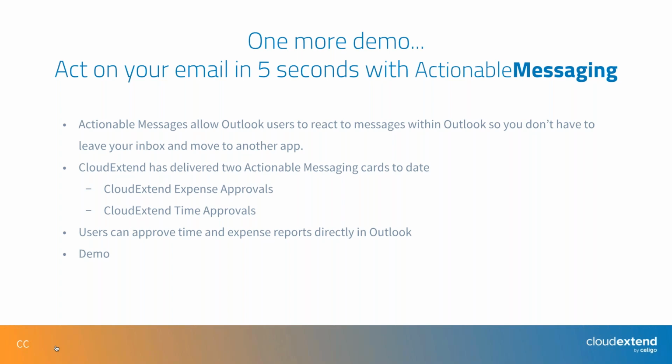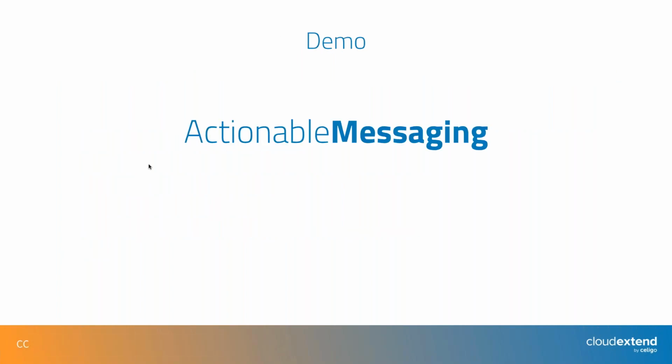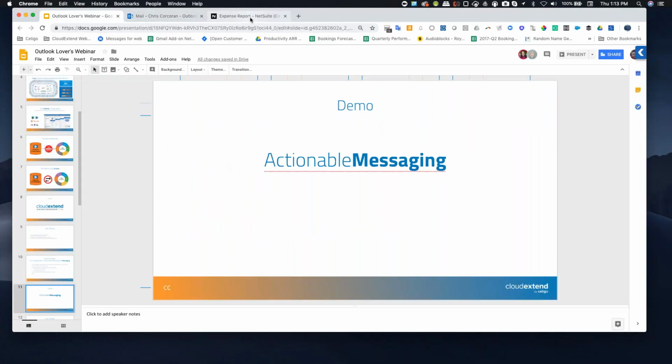So with actionable messaging, you'll be able to create the approval directly from your email in 5 seconds or less. In fact, true story, early adopters of actionable messaging have actually reported that employees submitting expense reports asked IT if there was a bug in the system because their expense reports were being approved so quickly. They thought maybe there was some bug where everyone's expense reports were just being approved by default. So with that, I'm going to dive into a demo on actionable messaging.